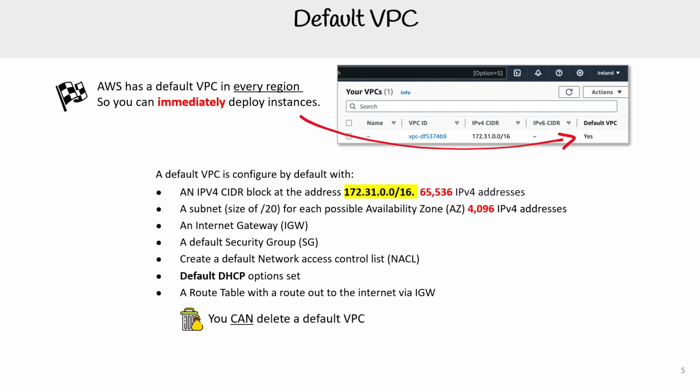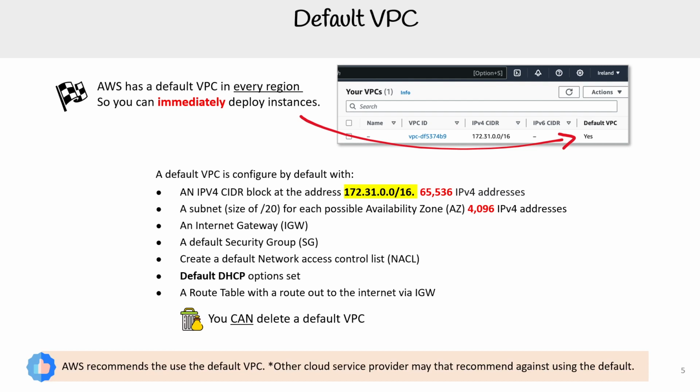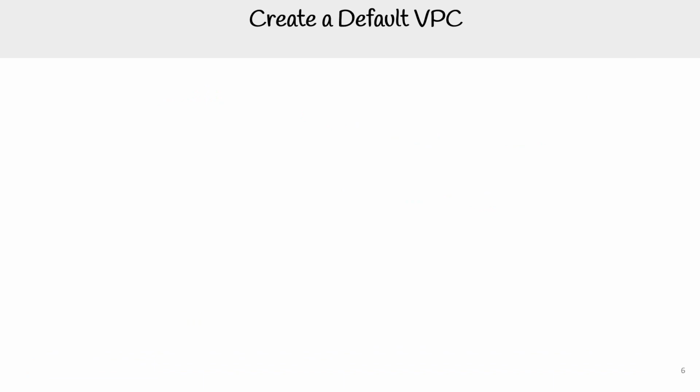You can delete a default VPC. You shouldn't, but we'll talk about that here in a moment. And AWS recommends that you use the default VPC. Other cloud service providers may recommend against using a default VPC, such as GCP. They don't want you to use it. You're supposed to delete it or not utilize it. But for AWS, there's no reason to delete your default VPC.